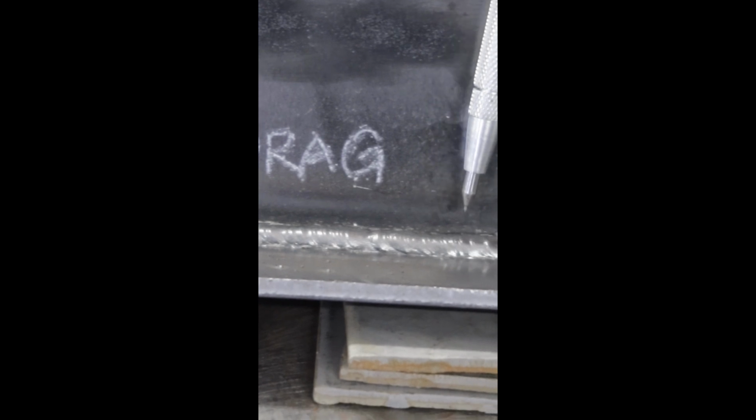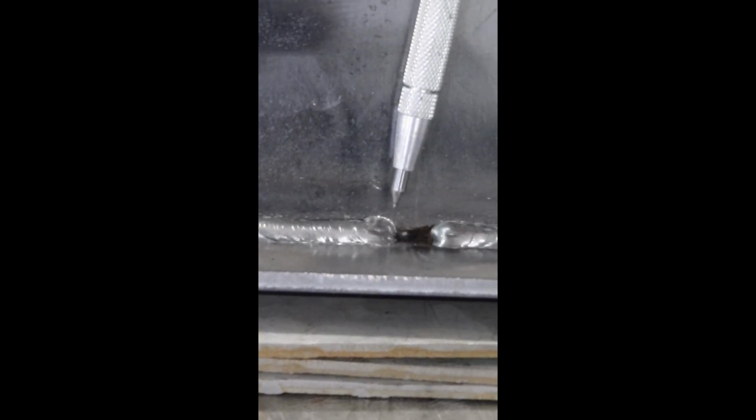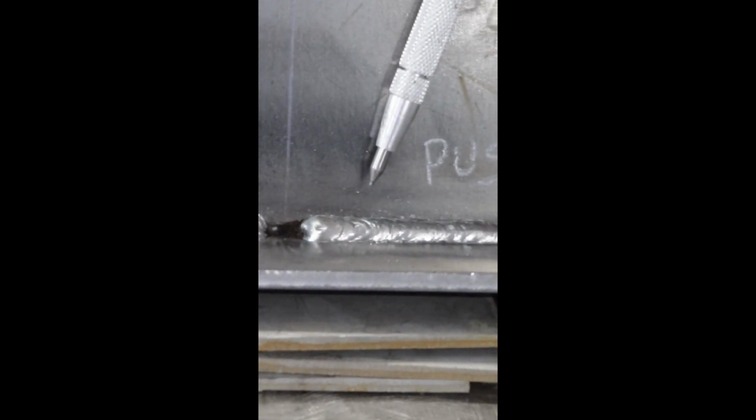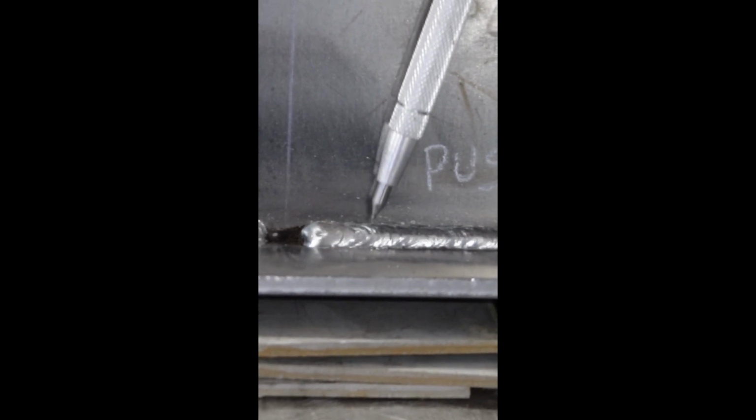All right, so we can see with the drag angle here that we have a slightly more convex bead and a little higher profile, whereas with the push angle, we have a slightly more flat profile to the bead, but we also get a little bit more spatter.